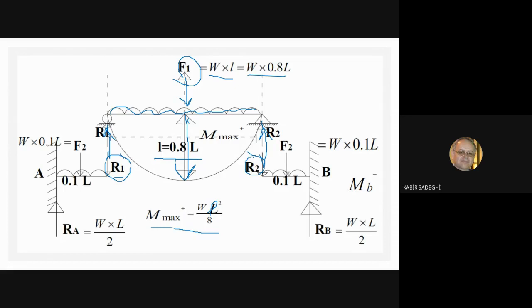And then as I mentioned, we apply this reaction on the other cantilever and we calculate the cantilever. If we calculate that, you see that the total shear or reaction at the big support is W L, capital L over 2. The other side is the same. And M max at the middle is W times 0.8 times L. And this is the summary that we need to apply to all the beams.